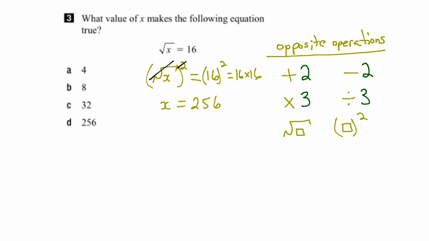And another word for opposite is inverse operations. And they're called inverse or opposite operations because they undo each other. So if we look down our list of options, we can see that the right answer is D.